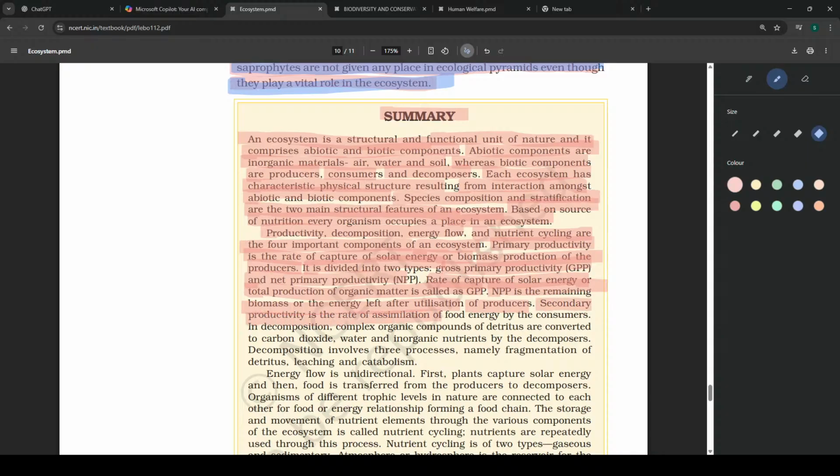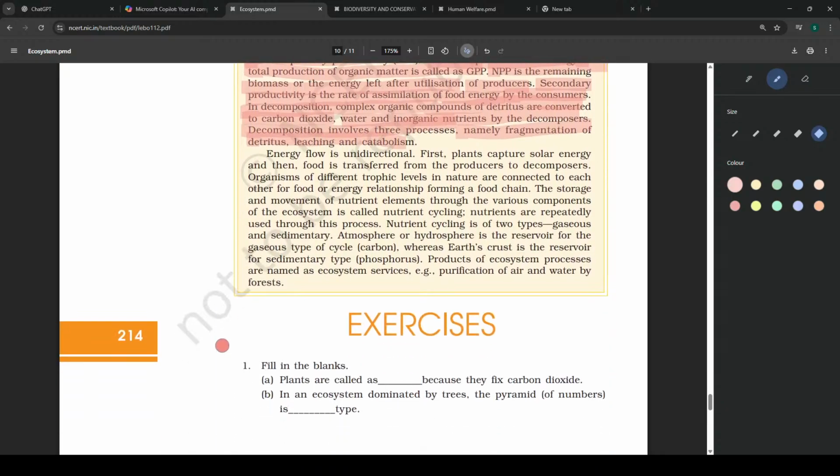Secondary productivity is the rate of assimilation of food energy by the consumers. In decomposition, complex organic compounds of detritus are converted to carbon dioxide, water, and inorganic nutrients by the decomposers. Decomposition involves three processes, namely the fragmentation of detritus, leaching, and catabolism. Energy flow is unidirectional. First, plants capture solar energy and then food is transferred from the producers to decomposers.